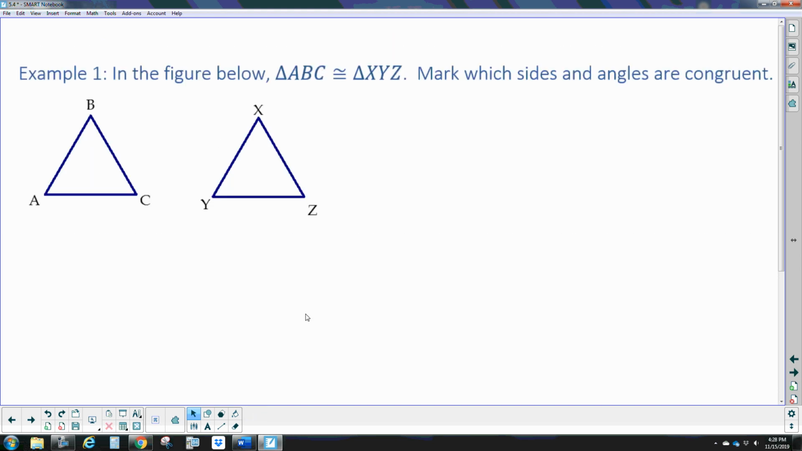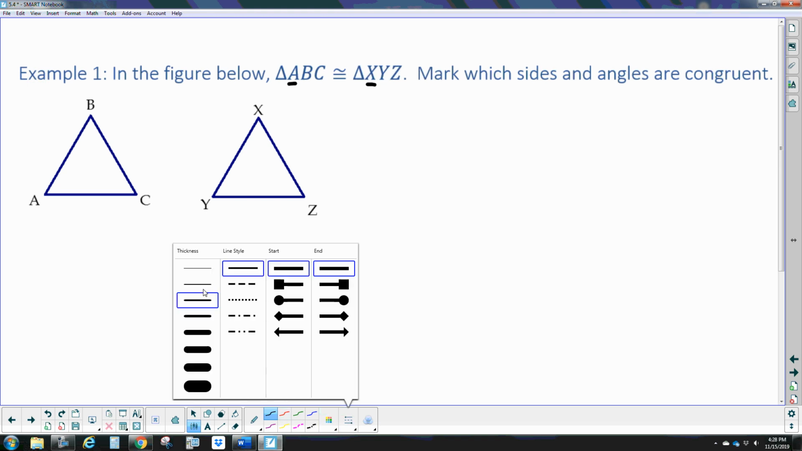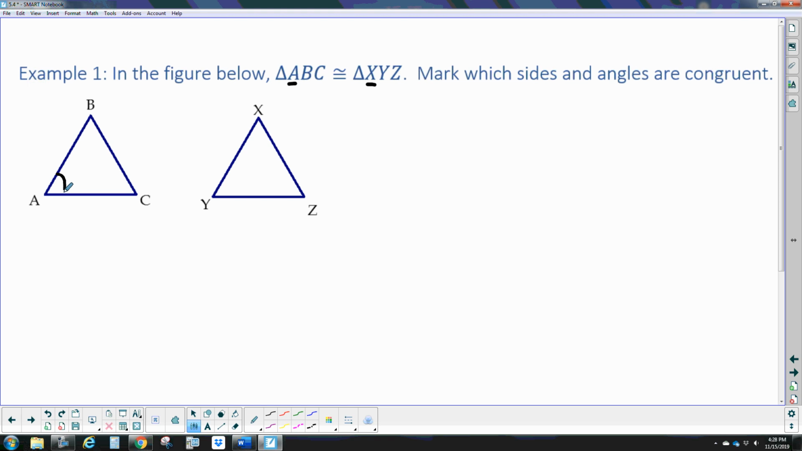Let's look at example 1. So example 1 says, in the figure below, ABC is congruent to XYZ. Mark which sides and angles are congruent. Well, let's mark the angles first. So A corresponds to X. So I'm going to mark A congruent to X. B corresponds to Y. So I'm going to mark B congruent to Y. And then lastly, C corresponds to Z. So I'm going to mark C congruent to Z.